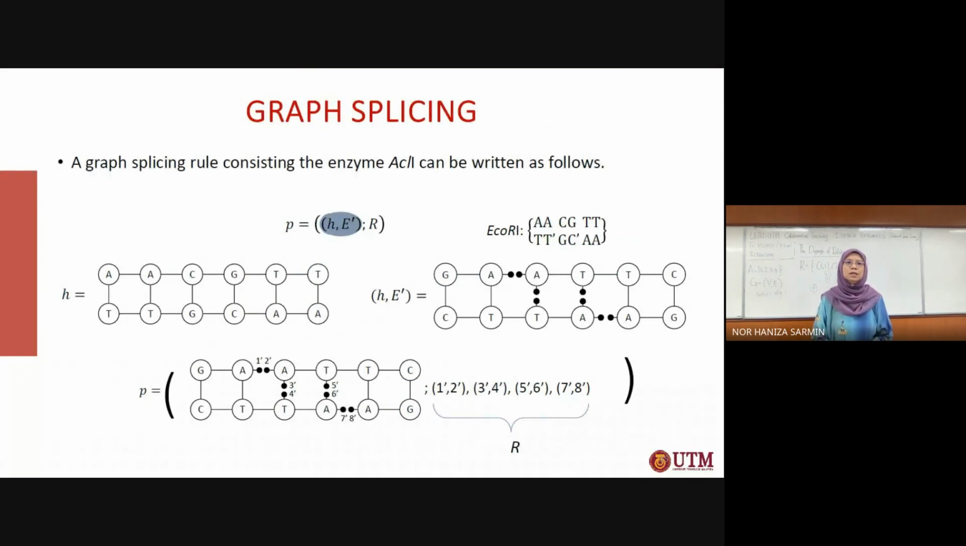This one is one of the researches being done by my student. This is called graph splicing, in which he modeled DNA. Our DNA, we have strings, right? So DNA can be tagged and we can model it mathematically.